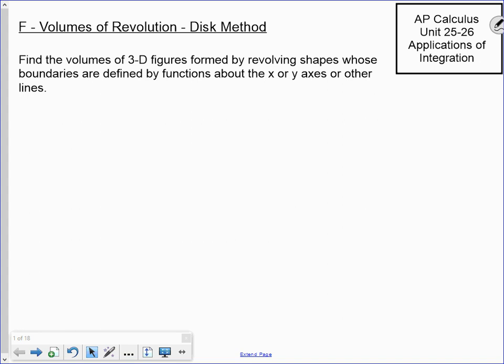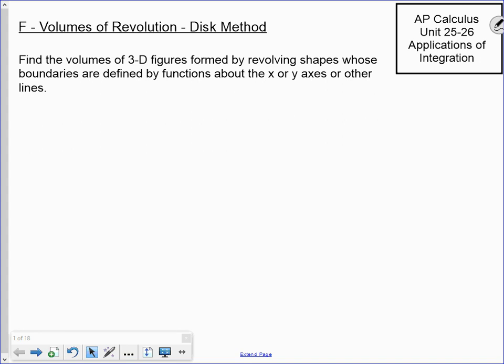All right, this lesson here is called Volumes of Revolution. Together with the next lesson from section G, we're going to look in both lessons at how we find the volumes of 3D figures that have been formed by revolving shapes. These shapes are going to have boundaries that are defined by functions and lines in the XY plane. We're going to revolve these regions around the x or the y axis or some other line to form some complicated 3D figure. Then we want to find the volumes of these 3D figures.